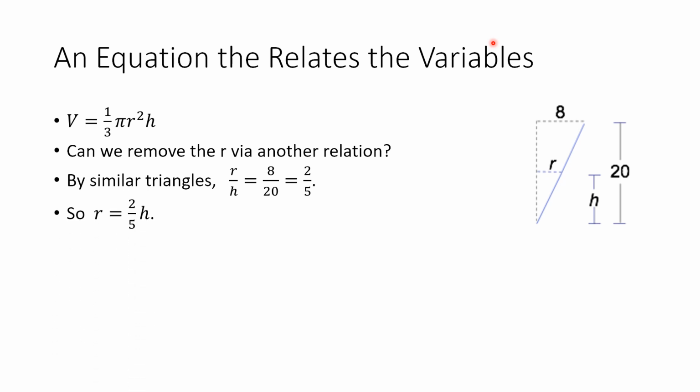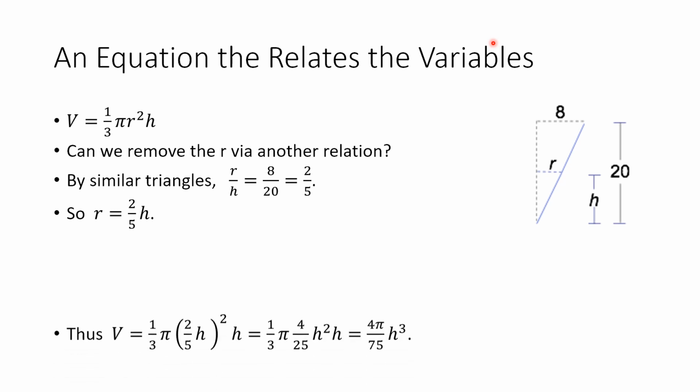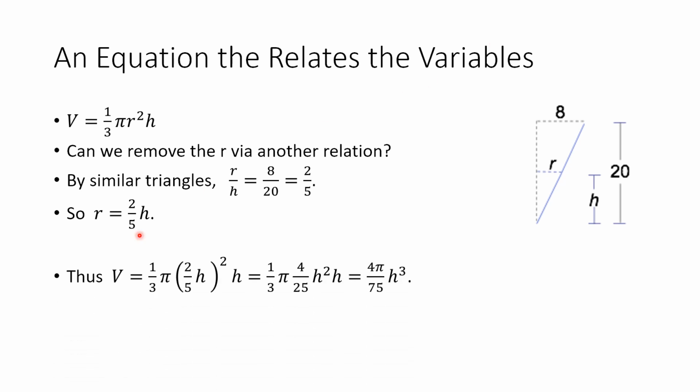So if I solve for r, I get r is 2/5 times h. I can now plug this into the formula for v, simply replacing r by that formula, 2/5 h. Using laws of exponents, I can square this and get 4/25, square this and get h squared. Again, using laws of exponents, I can combine that and get h cubed. Also multiply the fractions out, simplify, I get 4 pi over 75 times h cubed.